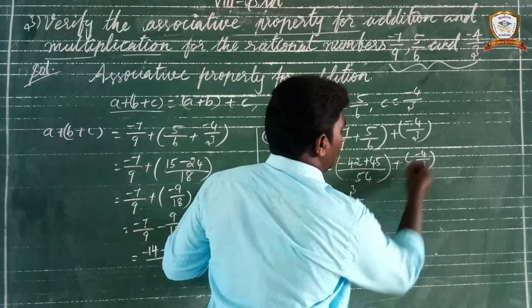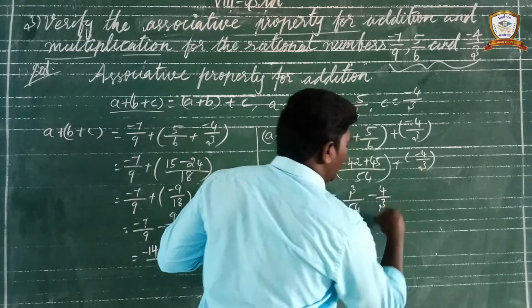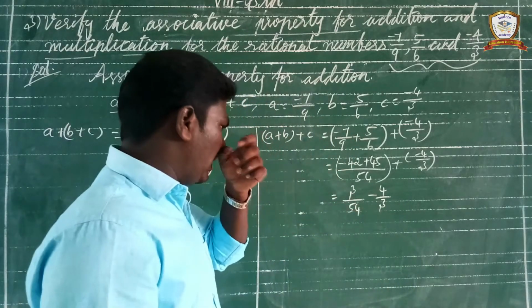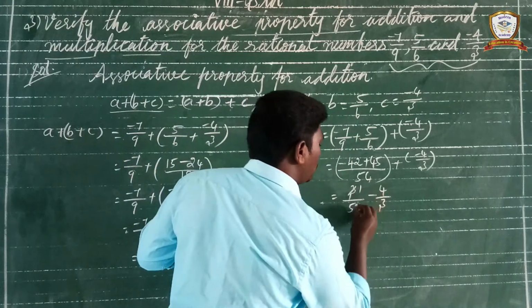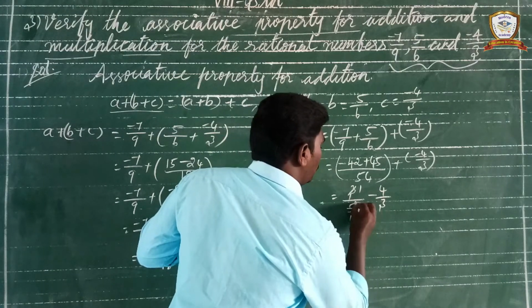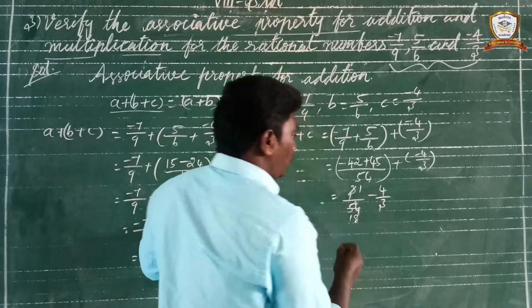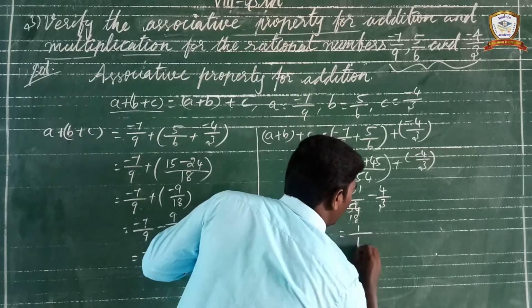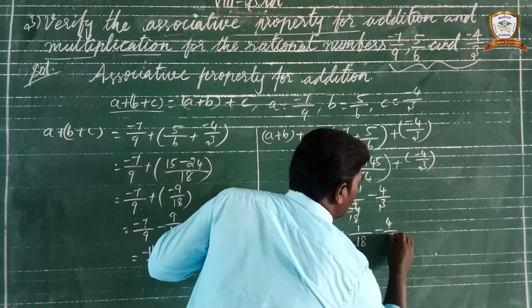So plus into minus 4 by 3. So 3 table: 1 3 is 3, remaining 2; 8 3s are 24. Okay. Therefore here 1 by 18 minus 4 by 3.